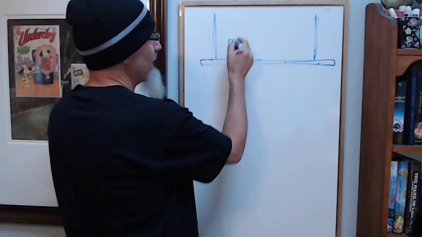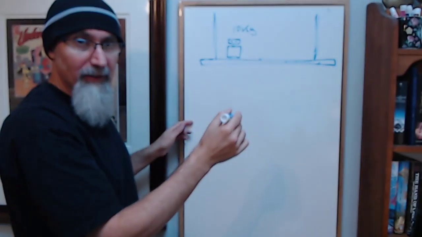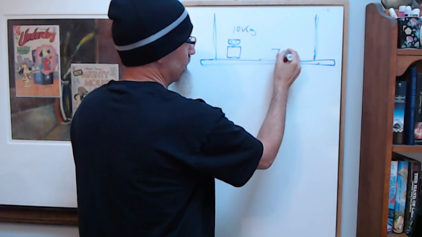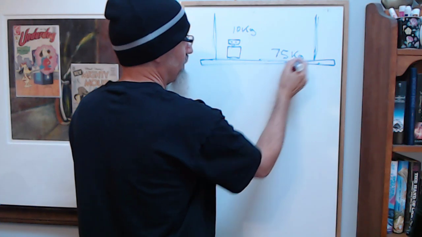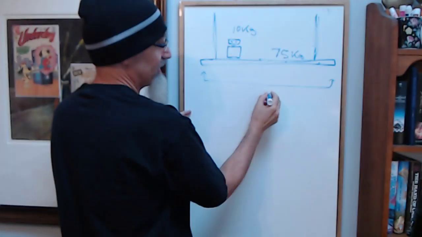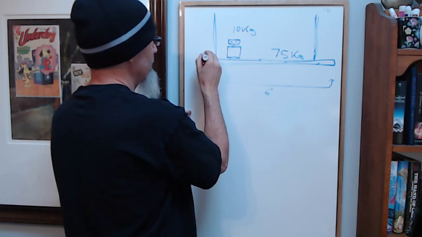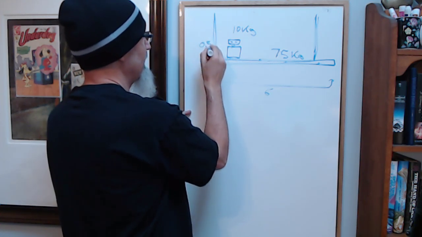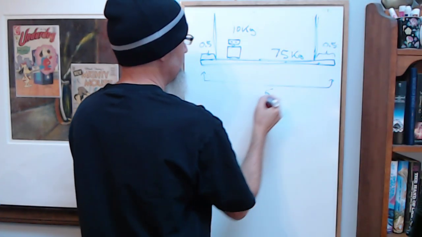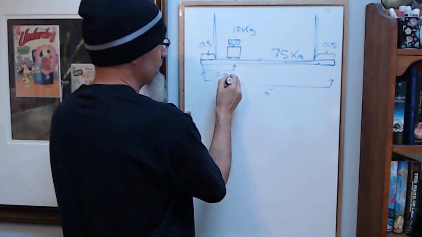The mass of the robot, let's say, is 10 kilograms. The mass of the beam is, I forget what it was, we'll just come up with our own, 75 kilograms. The total length of the beam, let's say, is 6. The distance here is 0.5, and this is 0.5 as well. The distance of the robot is, let's say, 2 meters.